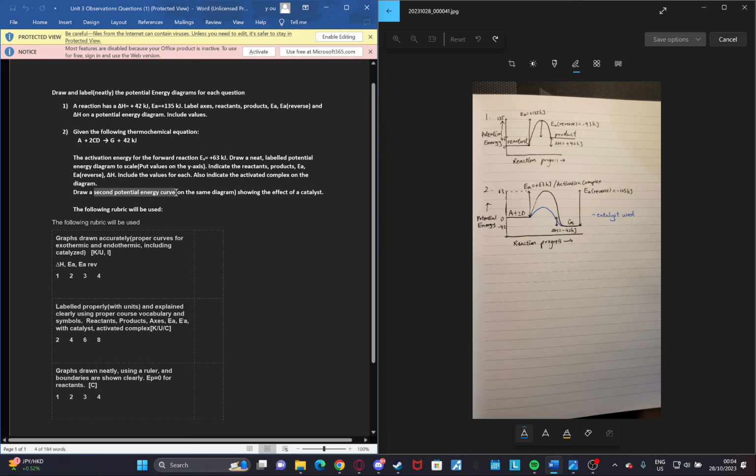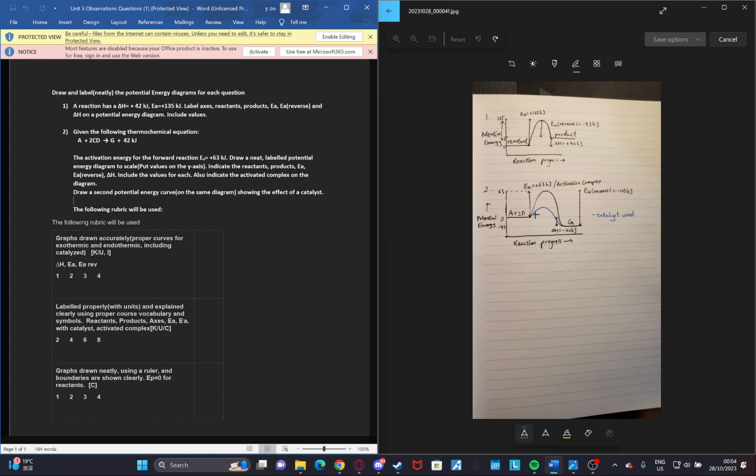And the final part is to draw a second potential curve showing the effects of a catalyst. Since the catalyst speeds up the reactions, it also decreases the activation energy. So if a catalyst has been used in this reaction, it will always have a lower activation energy for the forward and reverse reaction.